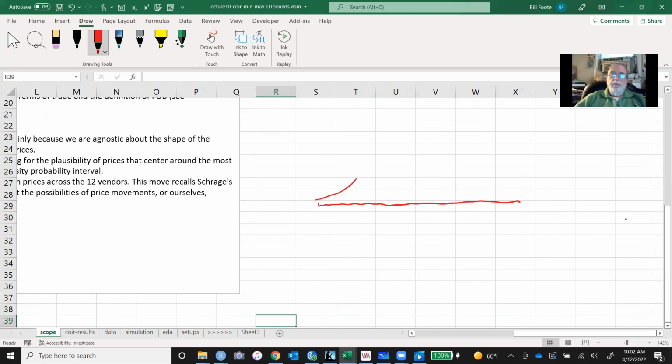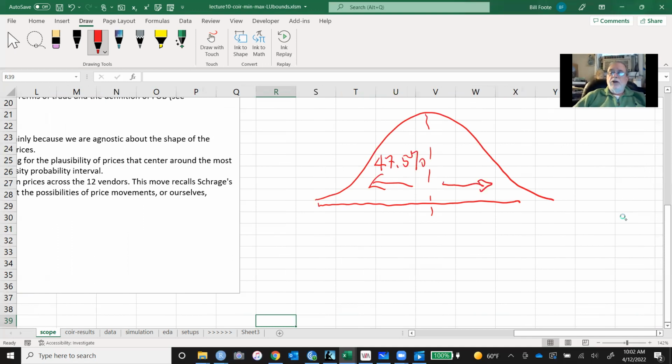Here's our distribution. Here's our mean. And if we go in this direction, 47.5%, and go in this direction, 47.5%. What do those add up to? They add up to a grand total of 95%. Now there will be 5% in each tail.